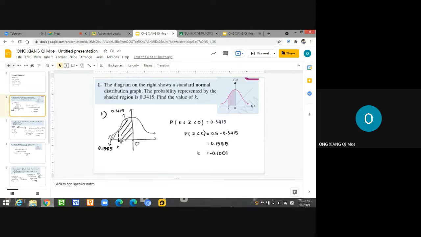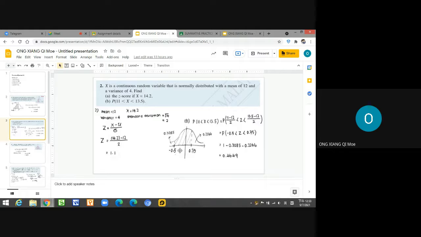Then we can go to the table of normal distribution. We can find that k is equal to negative 0.1001. Now we go to question 2.